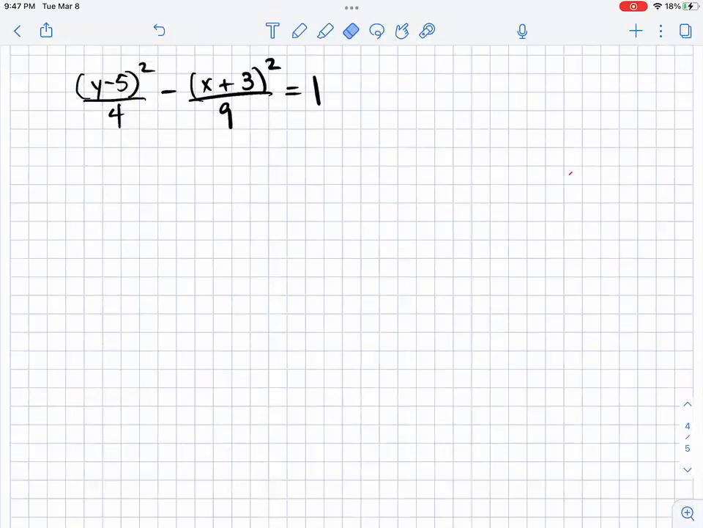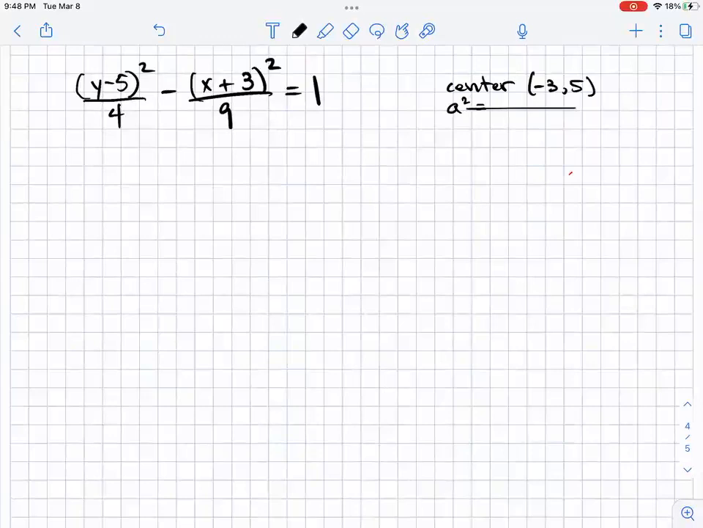So we're going to take this and we're going to graph it as well. So just going from the equation, the stuff that we know is that the center is going to be at -3, +5. I know that my a squared is going to be equal to 4.